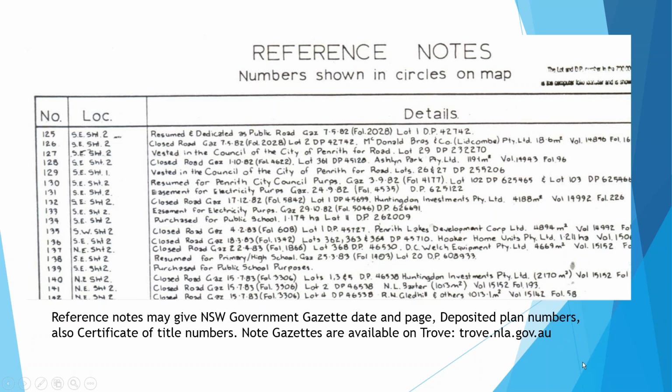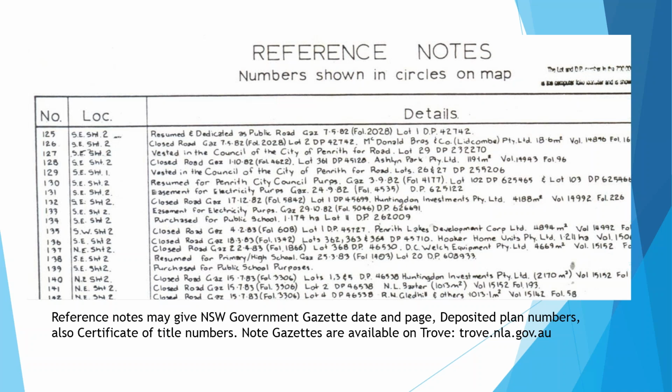Now, we referred to reference notes earlier, which were the little numbers inside a circle. Reference notes can be lots of different things, and they can give you information that you can follow up, such as a New South Wales Government Gazette date and page, a deposited plan number, and sometimes also certificate of title numbers. So, for example, reference note 125 is an area that was resumed and dedicated as a public road. It was gazetted, sometimes they say notified, but it was gazetted on the 7th of May 1982 on page number 2028, and it's on lot 1 of DP 42742.